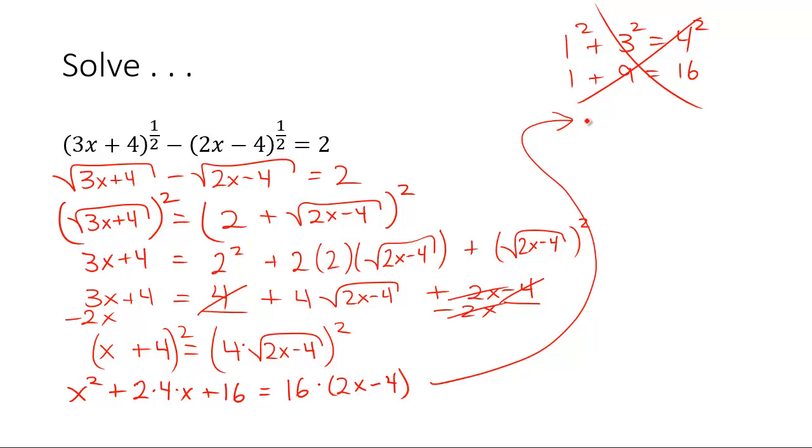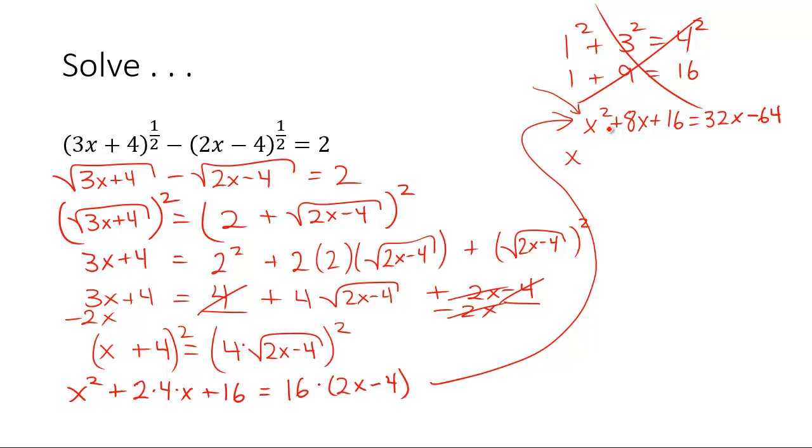Let's continue over here. So we have x squared plus 8x plus 16 equals 16 times 2, which is 32x, minus 16 times 4, which is 64. And now, because we have this square, we can't solve just for x without bringing everything to one side equal to 0 and factoring. So we're using a whole bunch of learning objectives here to solve this one problem.